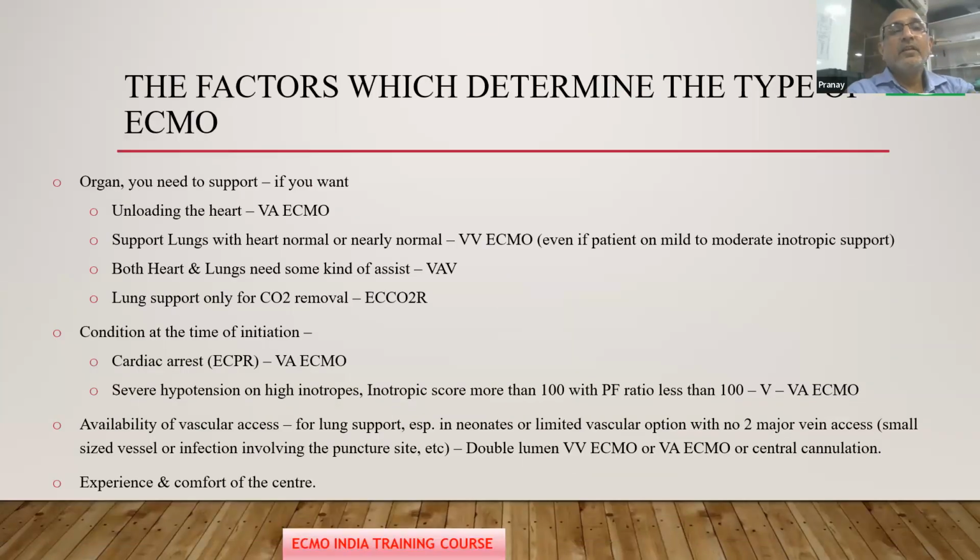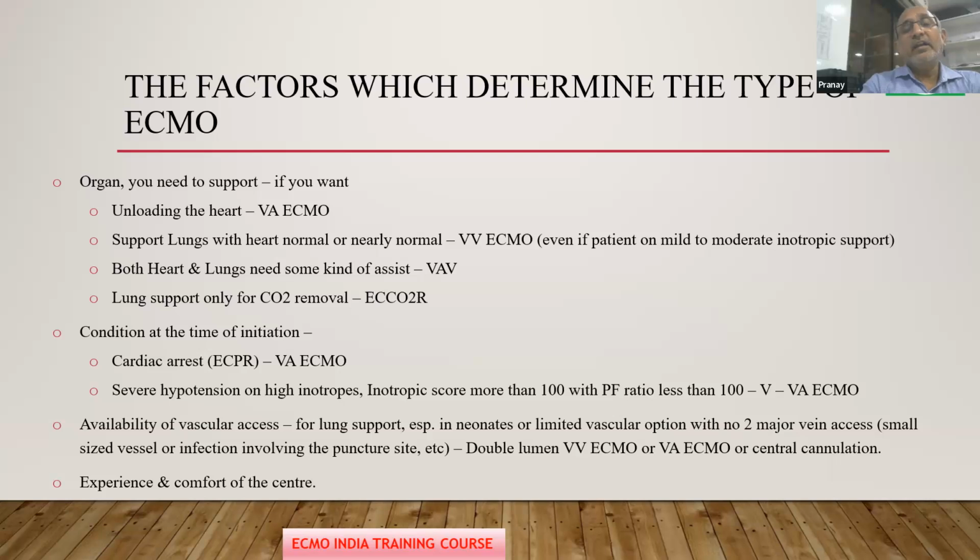Okay. So the factors which determine the type of ECMO are, as I told you, the organ you need to support. If you want to unload the heart, go for a VA ECMO. If you want to support the lung with the heart normal, then go for VV ECMO. If you need to support both, then go for VVAV ECMO. And if you need to support only CO2 removal, then go for ECCO2R. Okay.